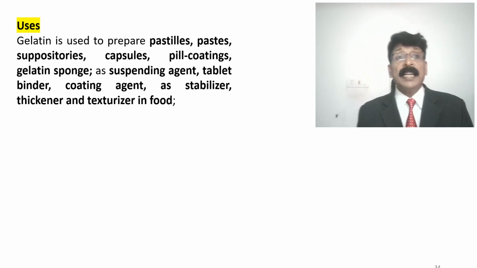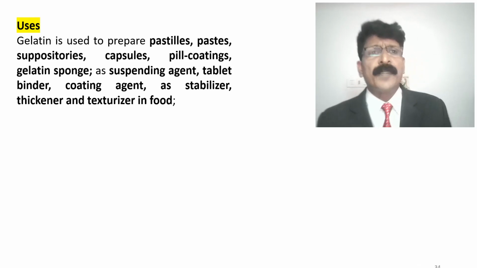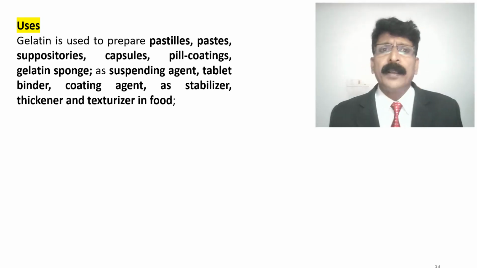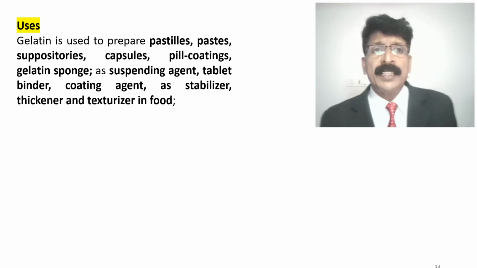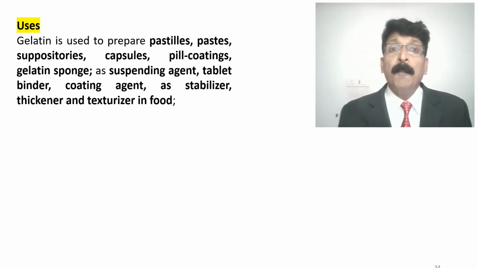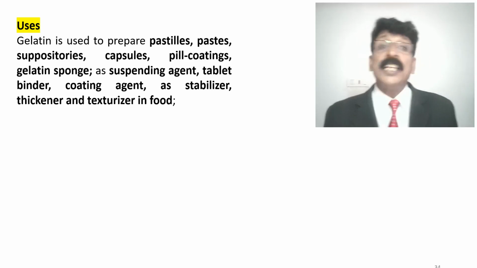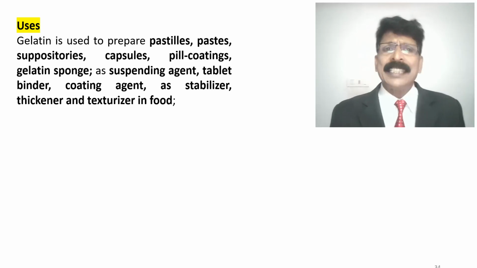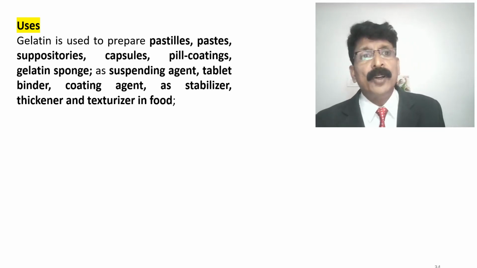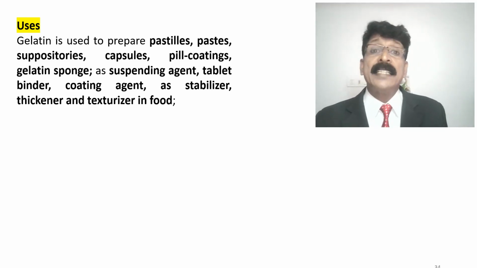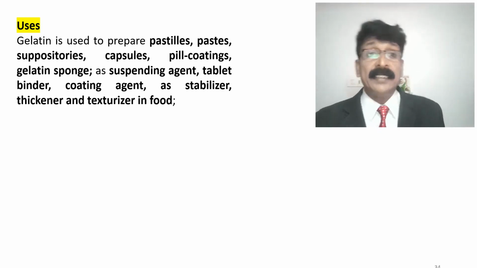Uses of gelatin. Gelatin is used to prepare pastilles, paste, suppositories, capsules, pill coatings, gelatin sponge, as a suspending agent, tablet binder, coating agent, and as a stabilizer, thickener and texturizer in food. So it has multiple uses.